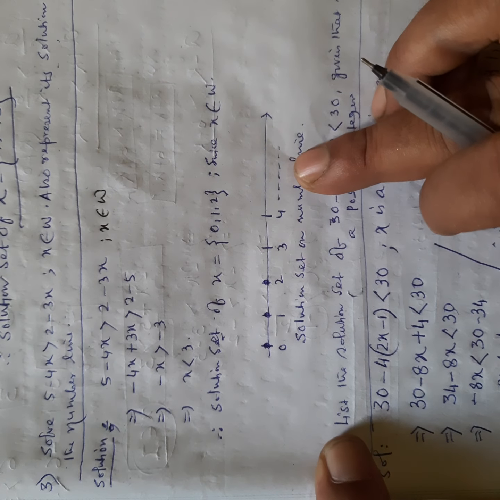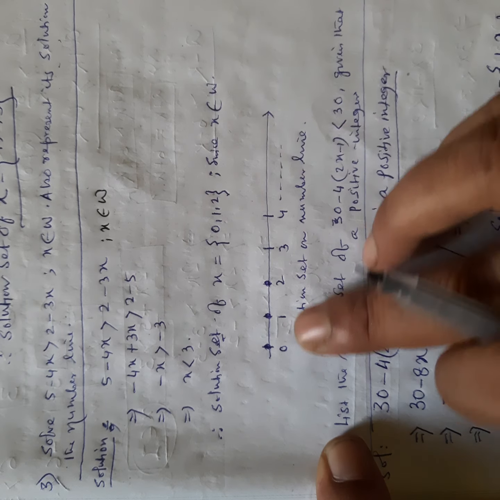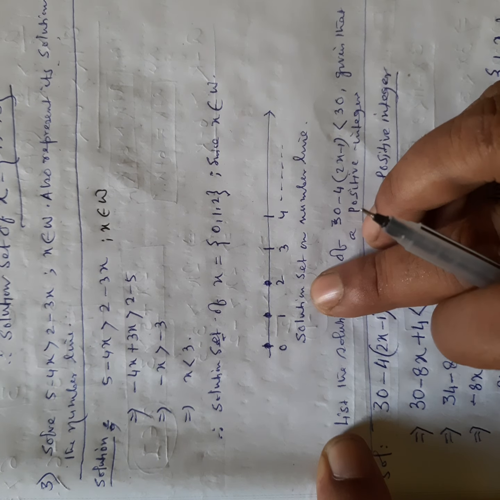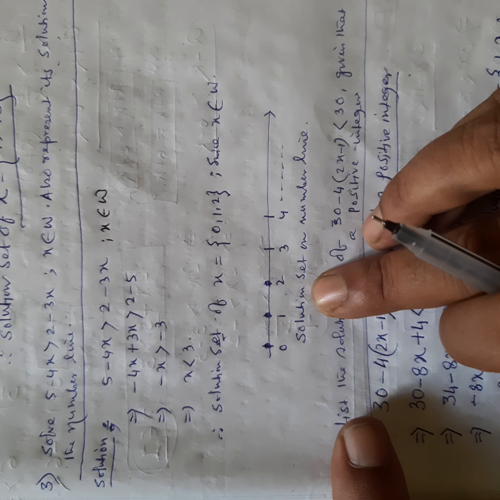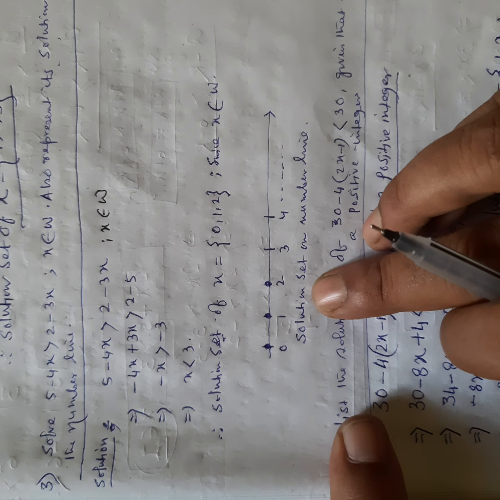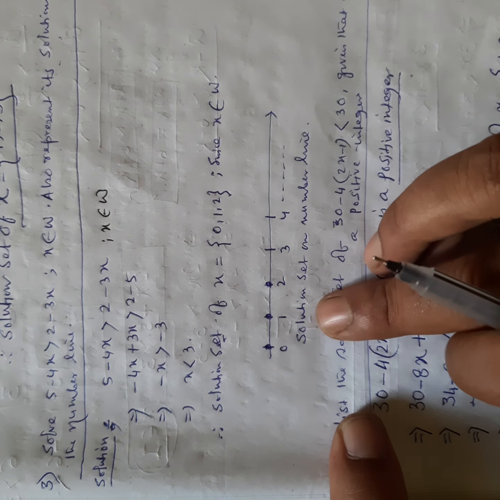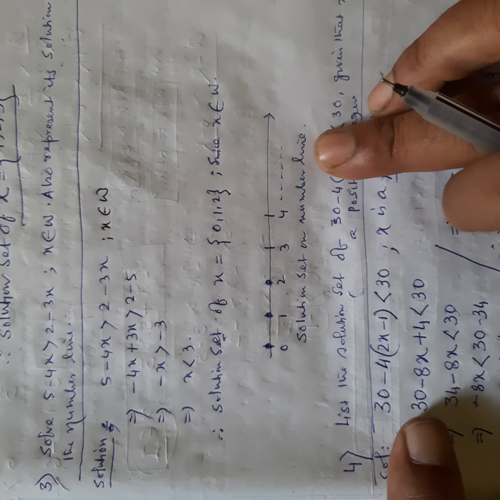We draw the number line 0, 1, 2, 3, 4, and we represent a black circle on 0, 1, 2. This is the solution set on the number line.